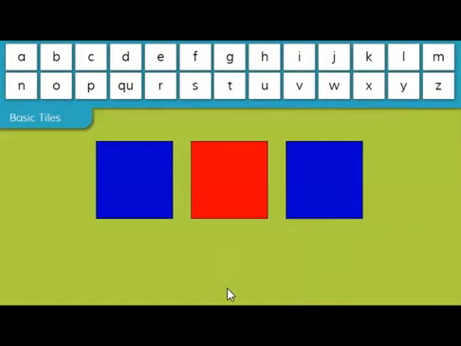What about the vowel sound? P, o, p, o. That's right. It would be located in the middle. The vowel sound of a CVC word is found in the middle. Let's touch our tiles and say our word. P, o, p. Let's read it. Pop.